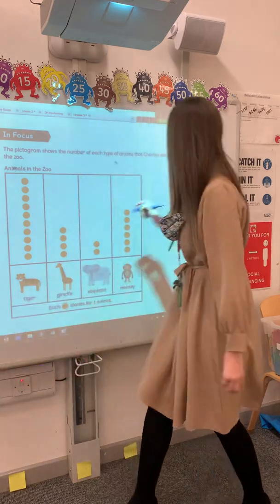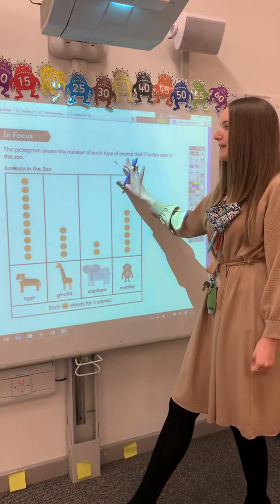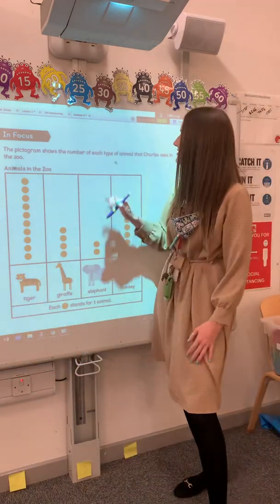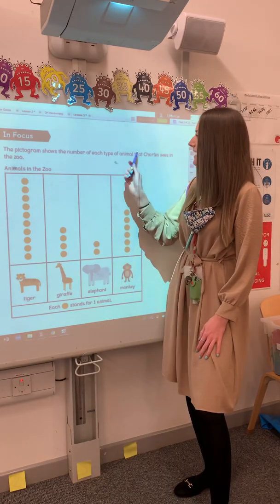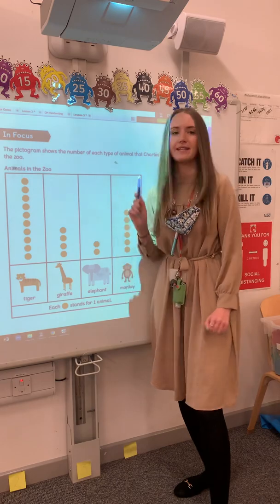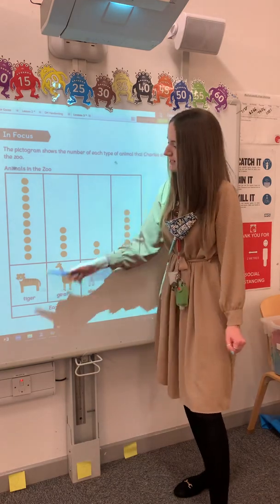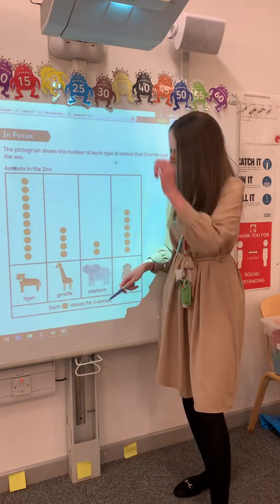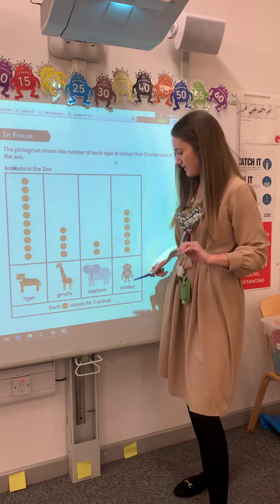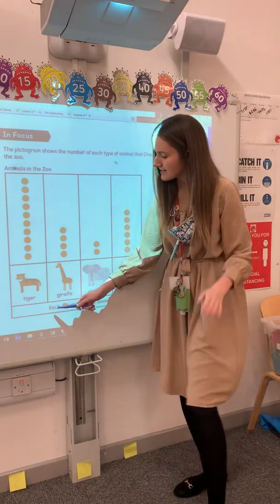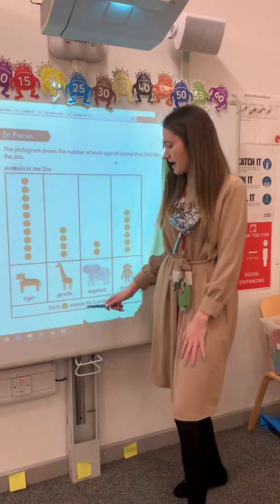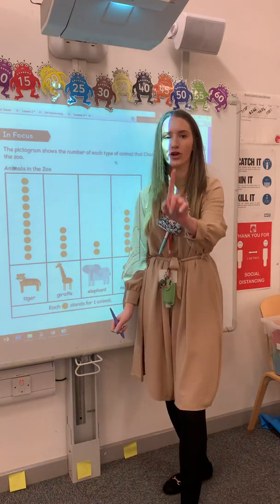Okay, right, so we are on lesson 3 of pictograms or pictographs. This pictograph is telling us how many animals Charles sees in the zoo. So he sees some tigers, some giraffes, some elephants and some monkeys. And it says that each orange circle stands for one animal.